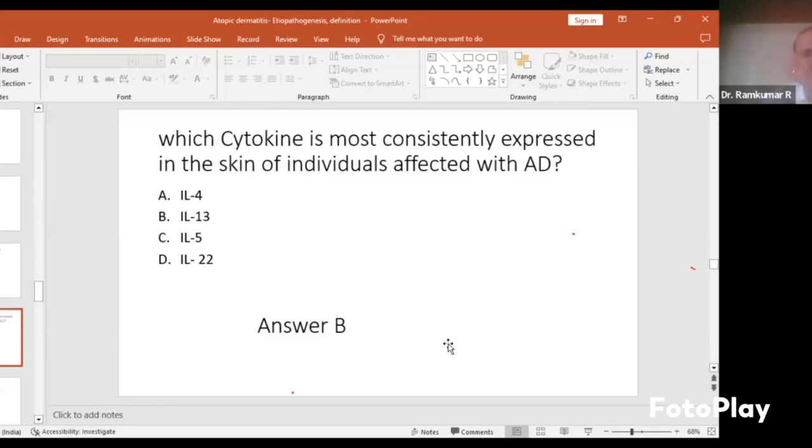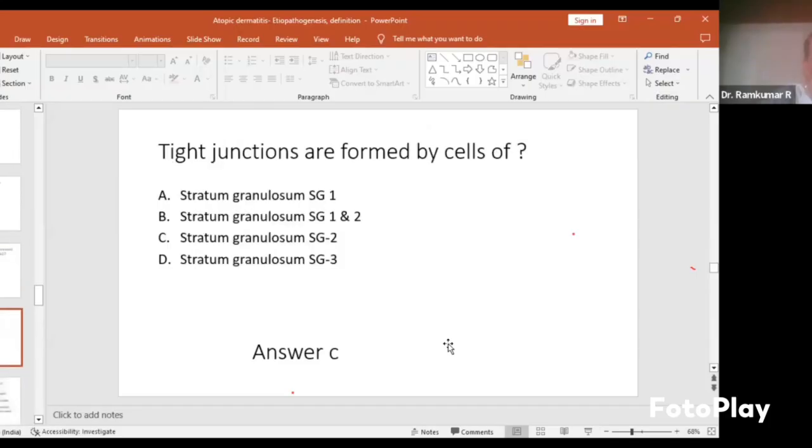Which is the most consistently expressed cytokine? I have already told you in the talk, IL-4 is seen only in 40% of the biopsies. So IL-13 is the answer. And IL-5 is from the eosinophils. I mean, it's working on the eosinophils. IL-22, it is variable. In some, it can be less, in mild, it's less in African Americans when compared to us. So it's variable. IL-17, IL-22 are all variable. So answer is B. Tight junctions.